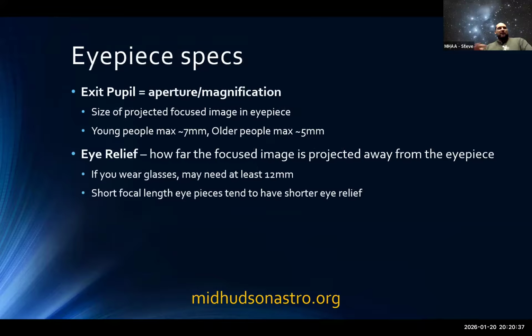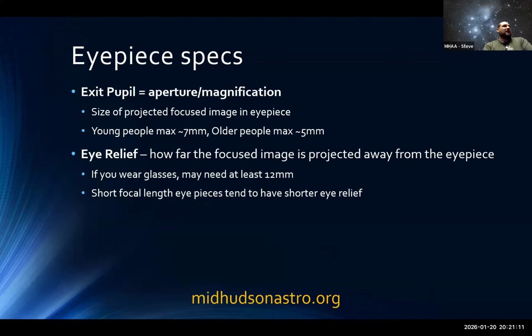For young people, they can get around a 7 millimeter opening in their iris. But as you get older, that gets less flexible like everything else, and older people kind of max out around 5 millimeters. So that's kind of the sweet spot for the exit pupil of an eyepiece that you might look for. The eye relief is basically how close or how far away from the eyepiece you can be, or have to be, to get to where the focused image is projected outside of that eyepiece.